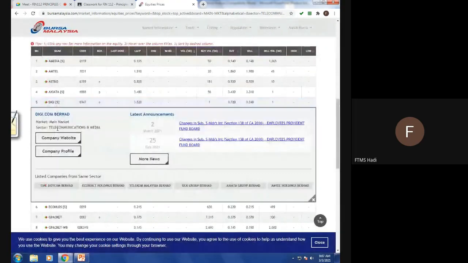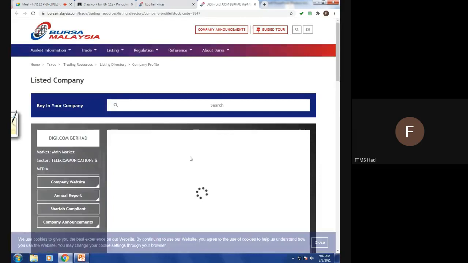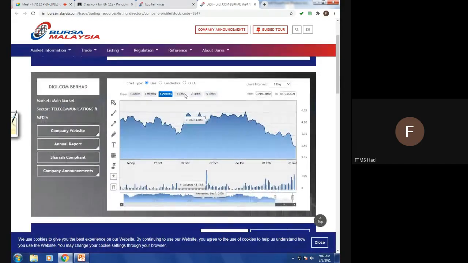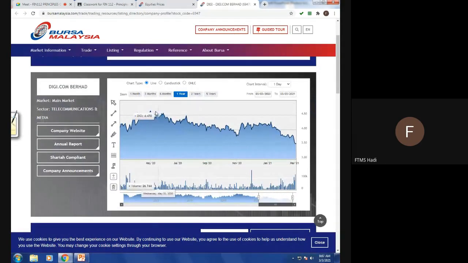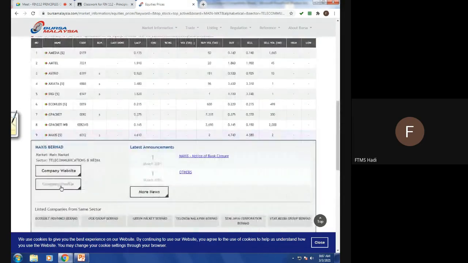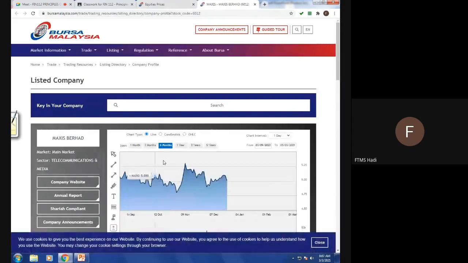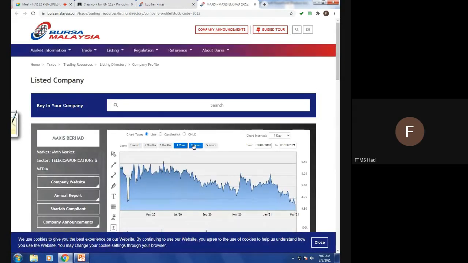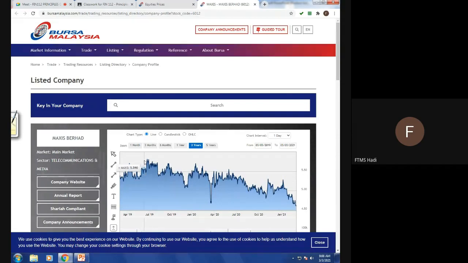Let's have a look at DG. DG is more on a declining trend. So somehow we can have an opportunity to buy once again. You see there is a bearish trend, and then somehow it will go up once again in the future. How about Maxis? Let's see Maxis. Wow, Maxis has also dropped quite a bit.